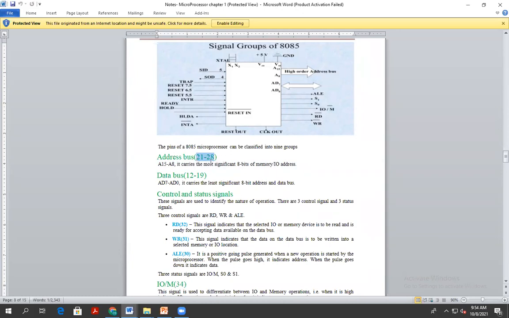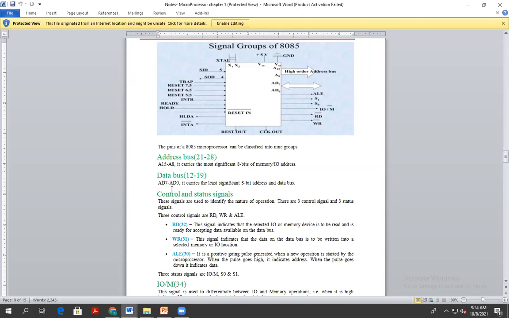Okay, so I'll keep on explaining. Please open the pin configuration slide on your system and make it visible. Keep on as I explain, and you can easily come to know which pin number has what main functionality. So here, pins 21 to 28, all 8 pins are used to carry the most significant 8 bits of the memory or input output address.